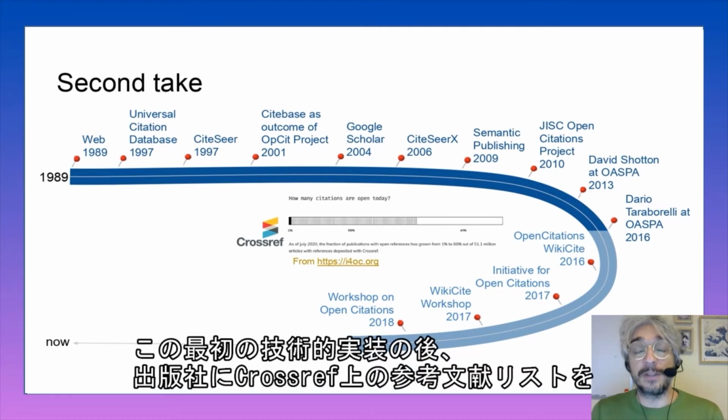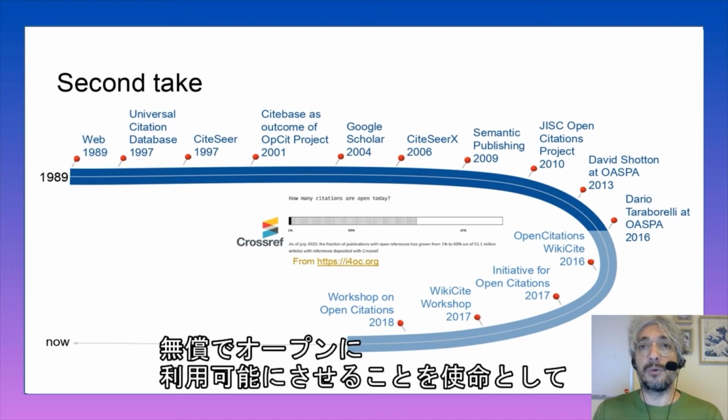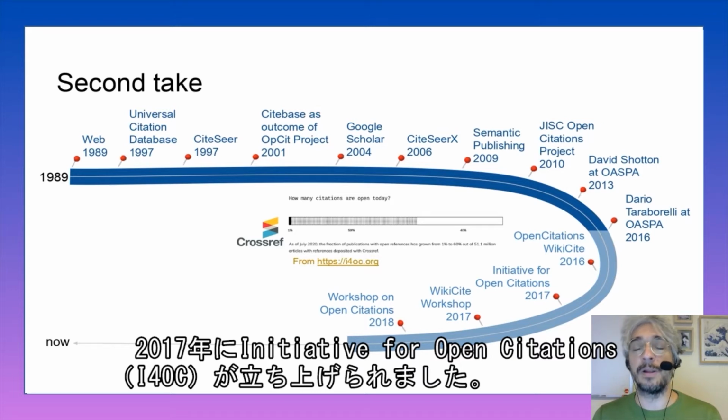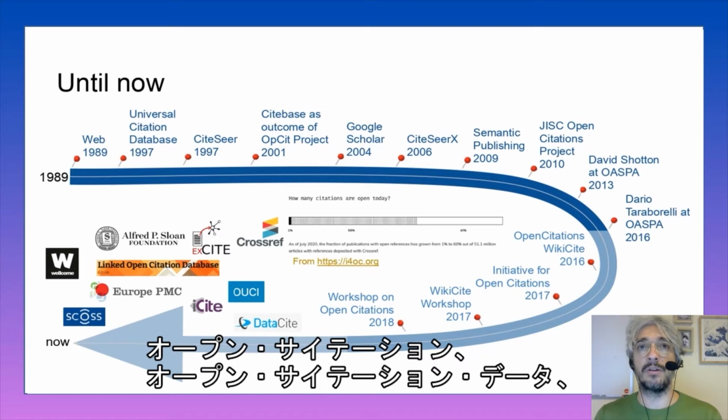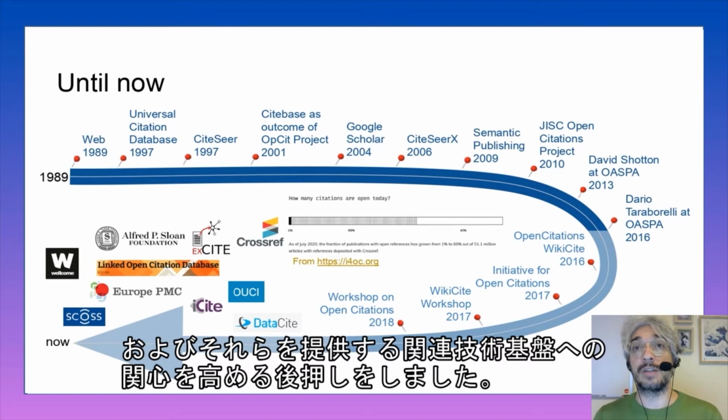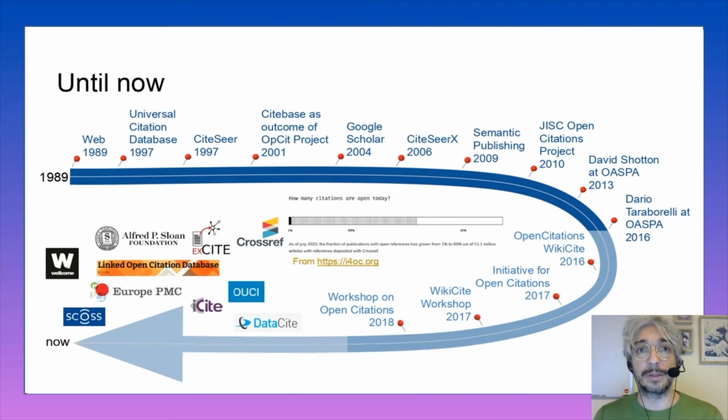After this first technical implementation in 2017, the Initiative for Open Citations, I4OC, was launched with the mission of convincing publishers to make their reference lists free and openly available on Crossref. In the following years, some international events and other scholarly initiatives helped in increasing the interest in open citation data and the related technical infrastructures providing them.